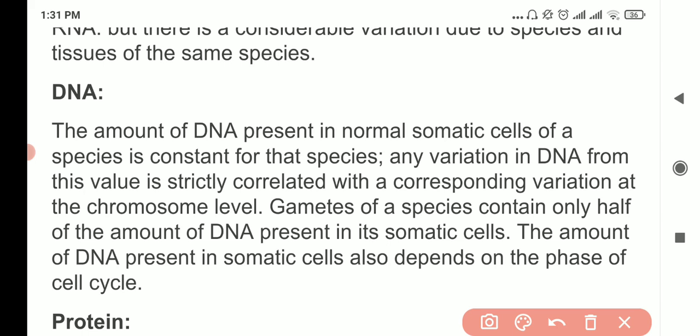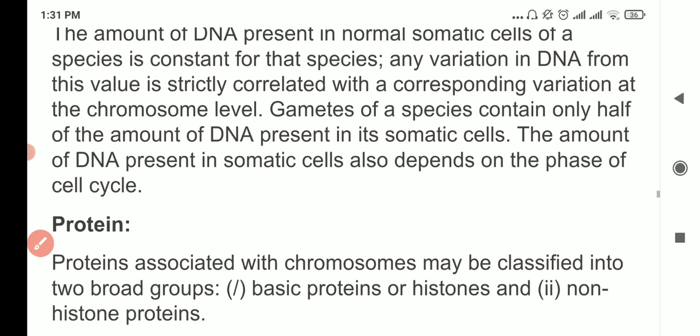If there is some change within the species, it means something happened in the chromosome, some mutation happened, some problem happened, maybe cancer happened. We don't know. That's something where the chromatin changed, the DNA changed. Then the gametes have only half of the amount of DNA. Very easy. I don't think I even need to read that.